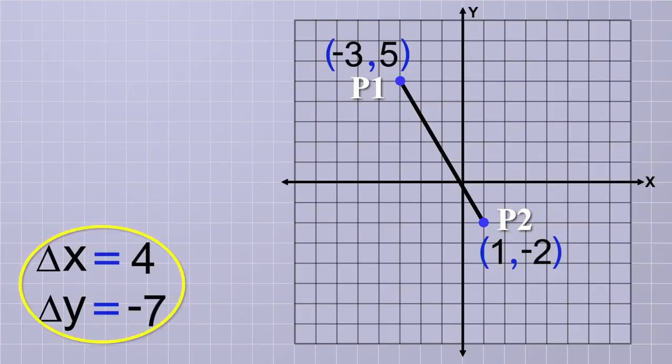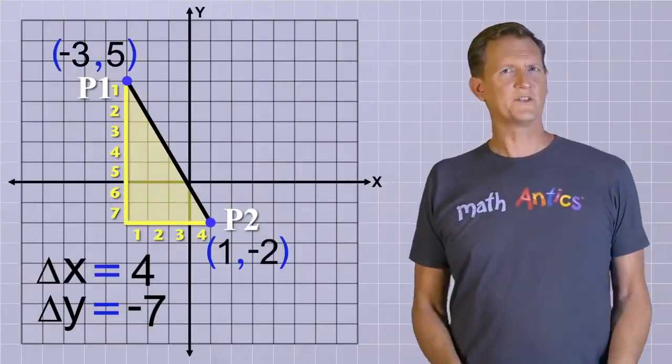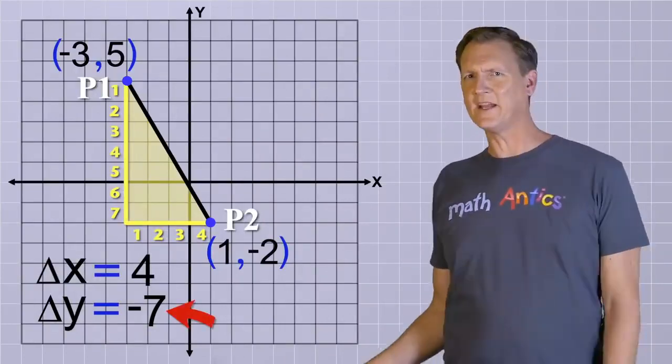Again, we see that those delta values agree with the graph and the right triangle formed by the line between the 2 points. Or do they? One of our deltas is negative, but a length can't be negative, can it?